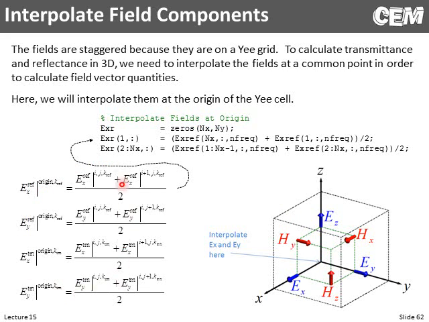So here are our equations for doing that. And we need to do this on the reflected side. So here's the reflected side X component, reflected side Y component, transmitted side X component, transmitted side Y component. So after doing that, we've interpolated our field components to the origin of the Yee cell. Now we can combine those in a meaningful way.